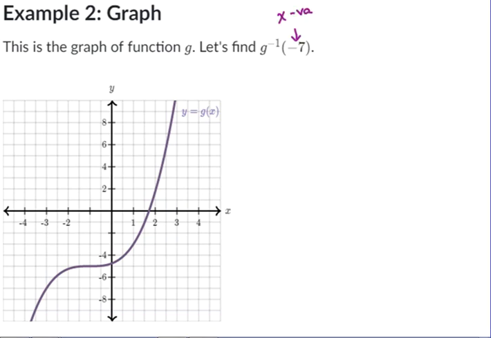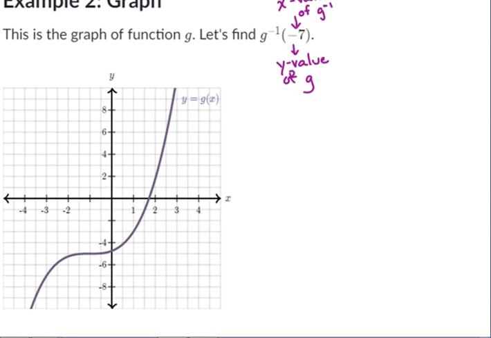-7 is the x value of the inverse. So that means it's going to be the y value of the original. So we go to the graph of the original here. A y value of -7 is down here. We go to where that occurs on the graph, and that occurs at -3. g inverse of -7 is -3. Because if it's the x value of the inverse, it's the y value of the original. So find where you have a y value of -7 and find its x.